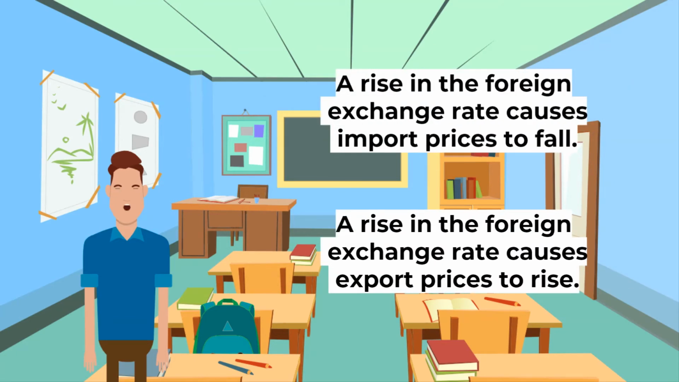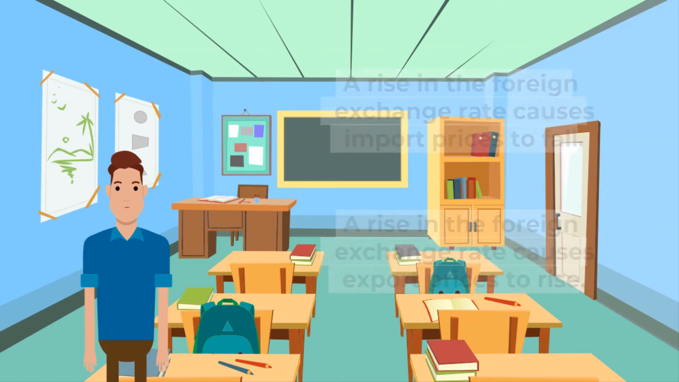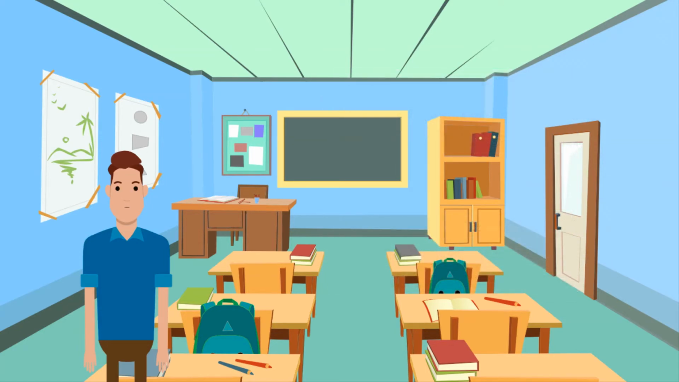2. A rise in the foreign exchange rate causes import prices to fall. Similarly, a rise in the foreign exchange rate causes export prices to rise. A rise in the foreign exchange rate of, say, the pound, means that now you have to pay fewer pounds when you're importing an American good to the UK, for example. If the initial exchange rate is $1 equals 80 pence, and the original price of the good was $2, you'd have to pay £1.60 to buy the good.